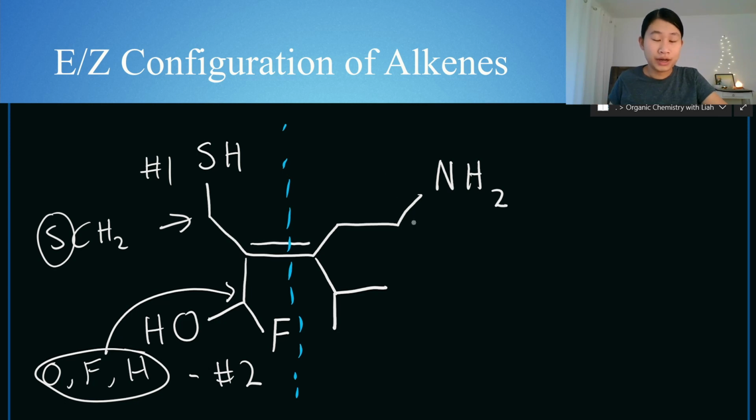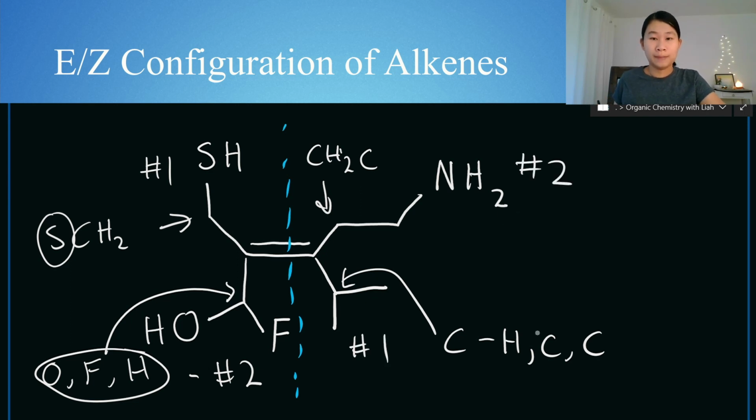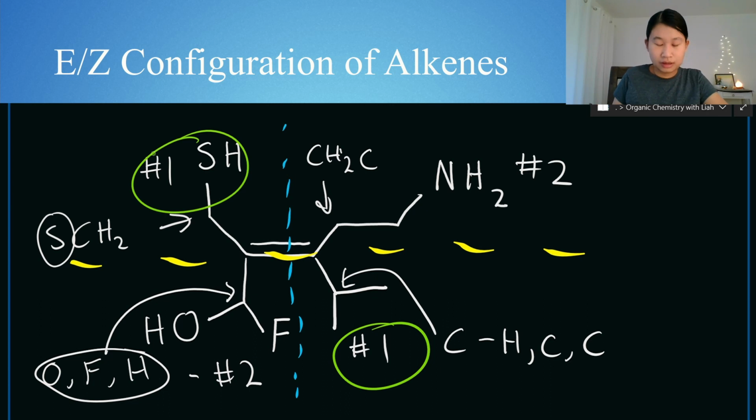Over here on the right side we have a CH2 bonded to another carbon, and down here, we have a C bonded to an H and 2 other carbons. Comparing these two groups, the bottom part of this will be priority number 1, and the top part will be priority number 2. Okay, so let's go ahead and draw in our yellow line. And if we circle our priority number 1s, we see that they lie on opposite sides of the yellow line, and so this is going to be an E alkene.